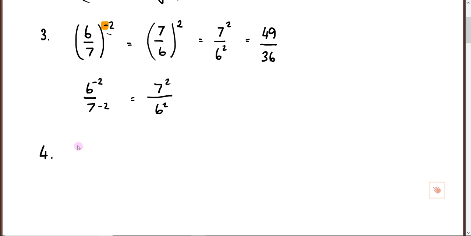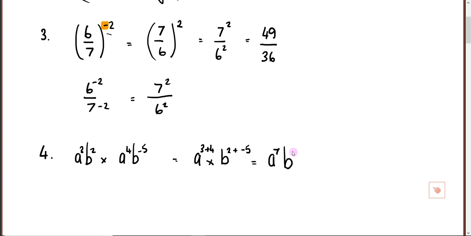Question 4 then. So we've got a cubed b squared multiplied by a to the power of 4 b to the power of negative 5. So step 1 is to, Sachin? So a to the power of 3 plus 4, which is a to the power of 7. B squared plus negative 5, which is b to the power of negative 3. Okay, which is one step.